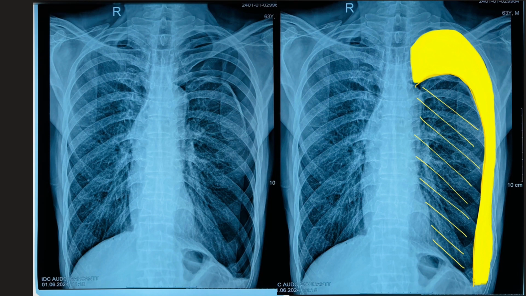He was a known case of COPD, which means he had chronic bronchitis and emphysema as well. He was also a known chronic smoker. So when we did his X-ray, this is the picture that we had.